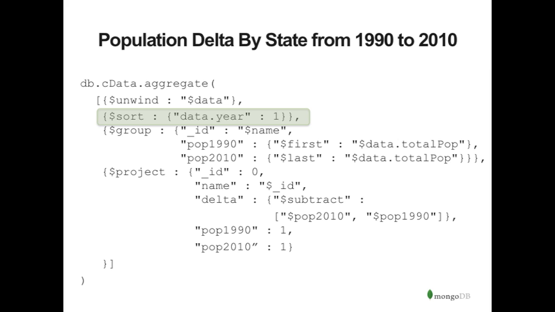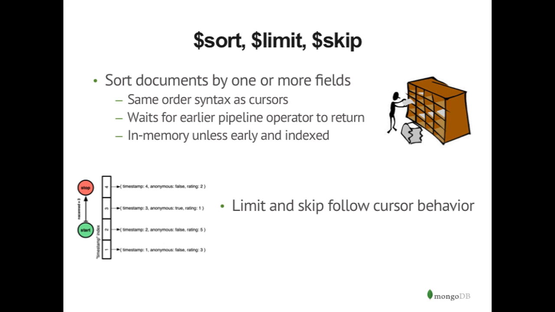So I talked about the sort. Within the aggregation framework, it provides sort, limit, and skip pipeline stages that work very similar to the sort, limit, and skip with a find command. Essentially, it takes the same syntax and works essentially the same way.